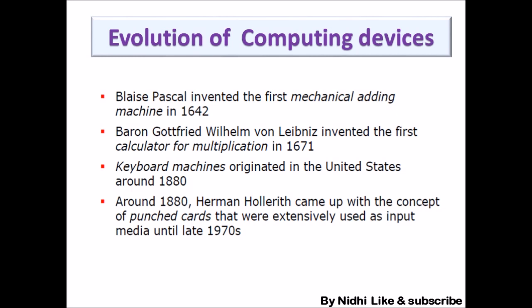Here a glimpse of the evolution of computing devices is given. Blaise Pascal invented the first mechanical adding machine in 1642, and then Baron Gottfried Wilhelm von Leibniz invented the first calculator for multiplication in 1671. So here you can see a huge difference of time. First Blaise Pascal invented in 1642, and Gottfried Wilhelm invented in 1671.